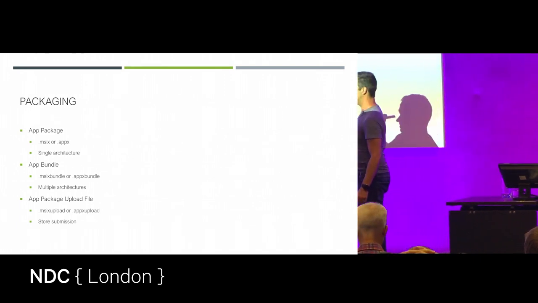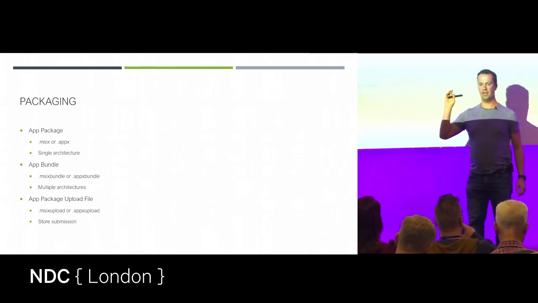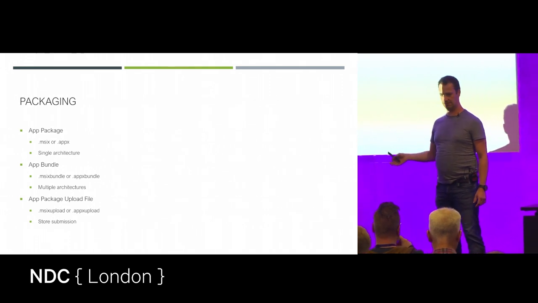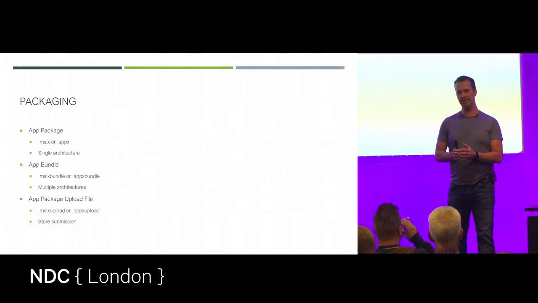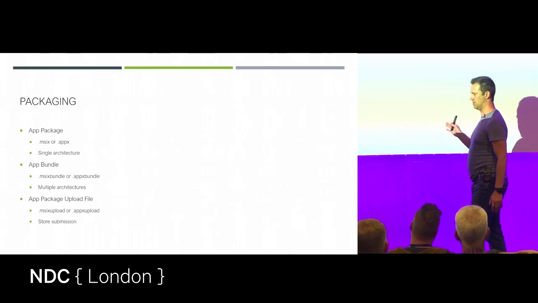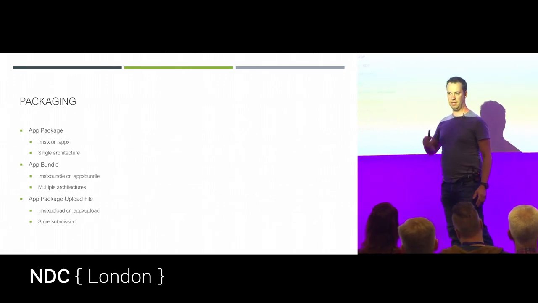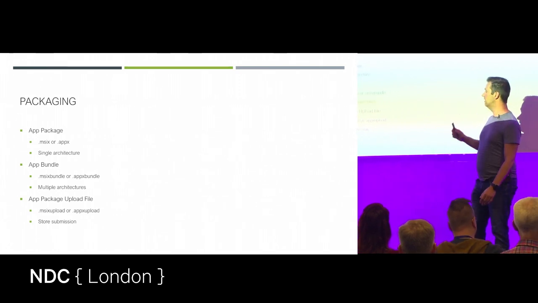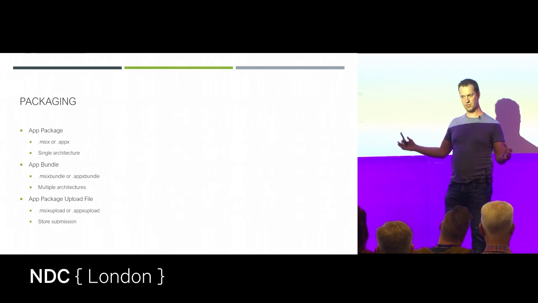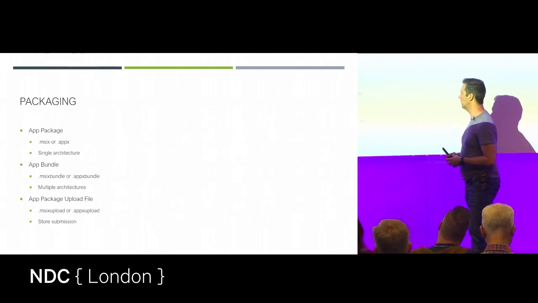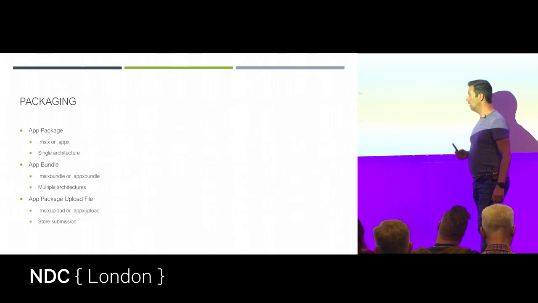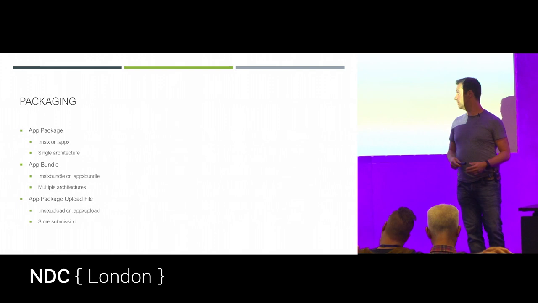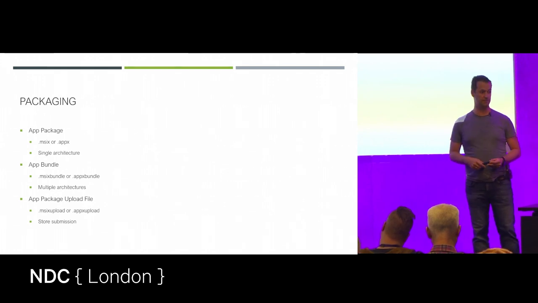The thing with the app package is that it's single architecture. So if you know that I want it to be an ARM64 or an x86 or x64 application, and only that one, then you can go for an app package. If you want to have multiple ones, I want my application to run on ARM devices, on 32-bit, 64-bit, and so on, then you need an app bundle, which packages all those binaries in one package. If you want to submit your application to the store, then you need the upload file package.